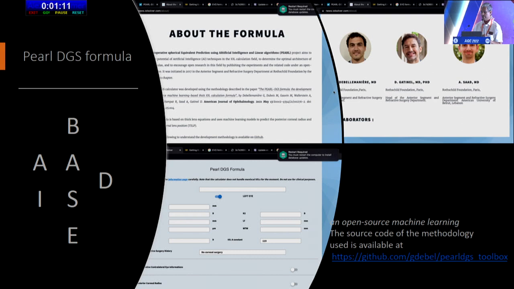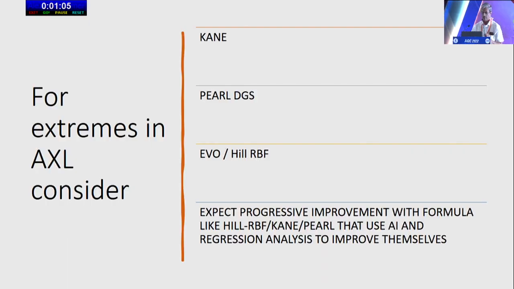And we're all familiar with Gatinel. He has done a lot of work on the cornea from Paris. So he and his co-workers have developed the Pearl DGS formula. So in conclusion, in extremes of axial length and corneal measurement, please think of using KANE for high myopia. Consider Pearl DGS for very short eyes. Think of EVO and Hill RBF. Hill RBF gives you the boundary zones and tells you whether your formula is correct or just guessing.